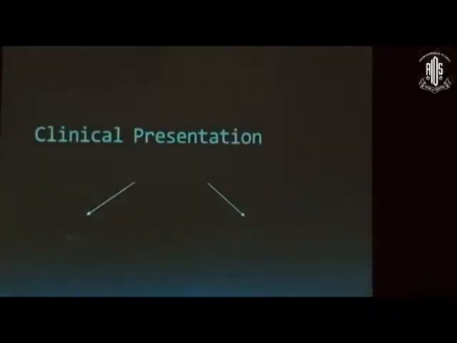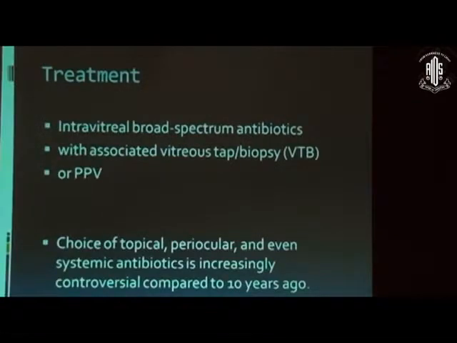If you look at the clinical presentation, we can have either an acute presentation, an acute on chronic, or a chronic presentation. The treatment involves immediate initiation of intravitreal broad spectrum antibiotics without wasting any time. You can do it in the OPD. I'll show you how to do it, with or without a vitreous stab biopsy, or if the patient is not responding, an immediate plan of pars plana vitrectomy. The choice of antibiotics will be dealt with in detail. How to go about the management?